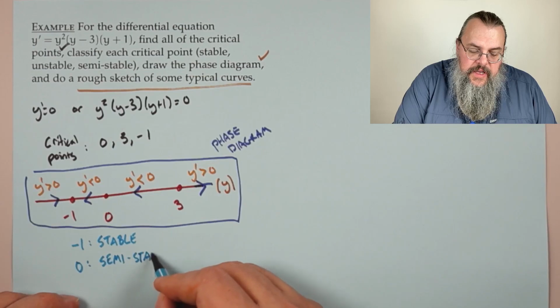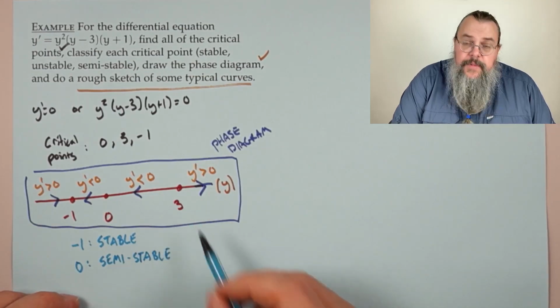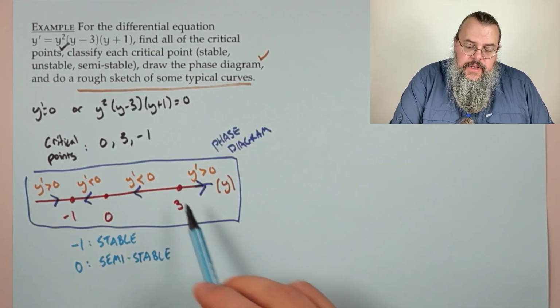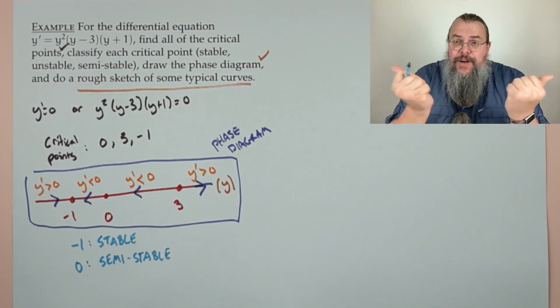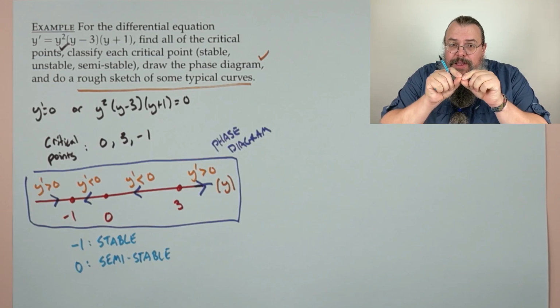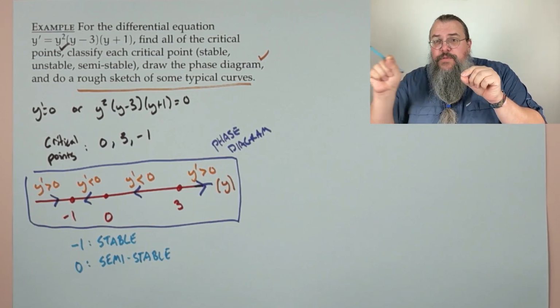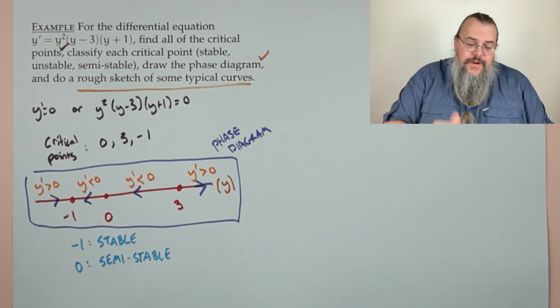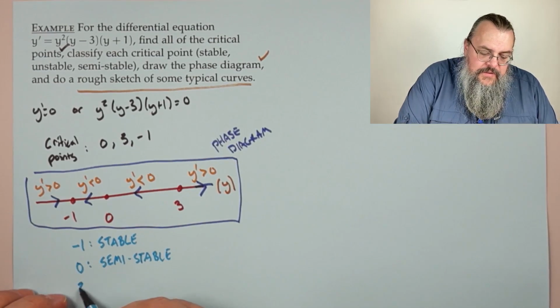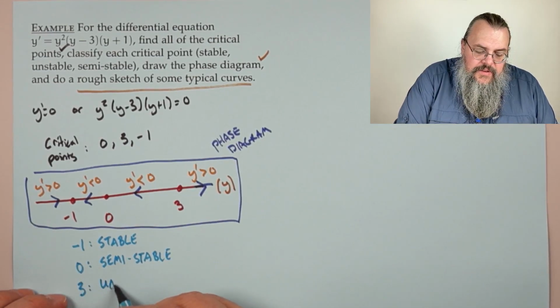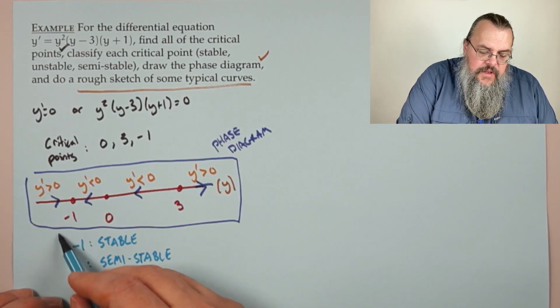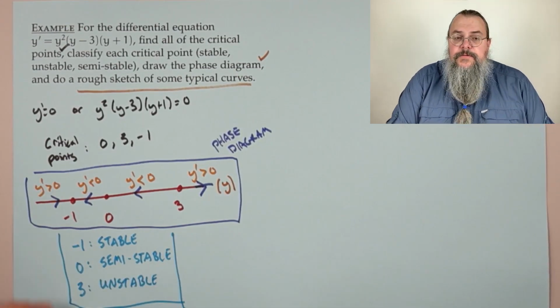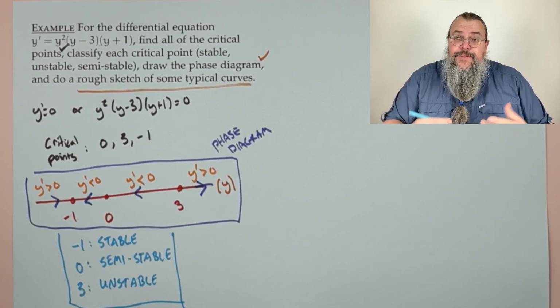All right, great. Well, how about 3? Well, again, we look at the arrows. They're pointing out. So if they point out, it says even if you go a little bit off, you're going to move away. So you're very unstable. You're very sensitive. Sensitive to a small change. That's unstable. Whereas stable says you're not sensitive to a small change. And there you go. It's pretty quick.